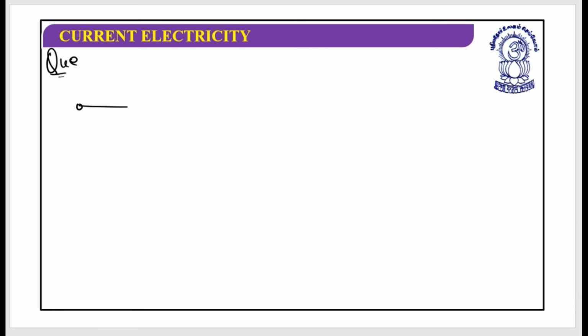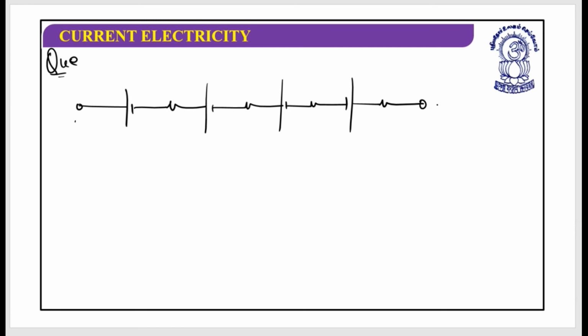Suppose the situation is something like this: this is the first cell and this is its internal resistance. This is the second cell and its internal resistance. This is the third cell, its internal resistance. This is the fourth cell and its internal resistance. The thing is something like this. This is A, this is B, this is E1, R1, E2, R2, E3, R3, E4 and R4.